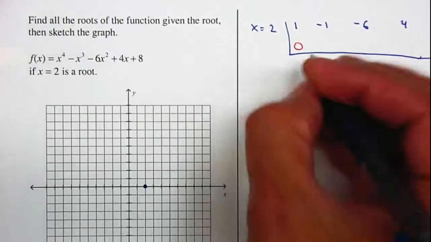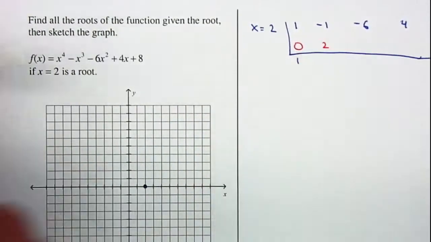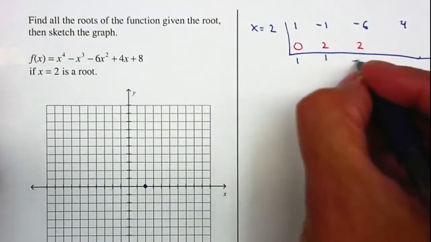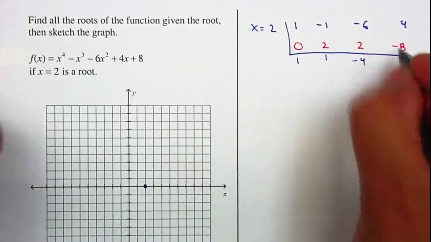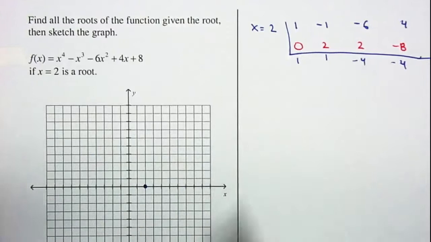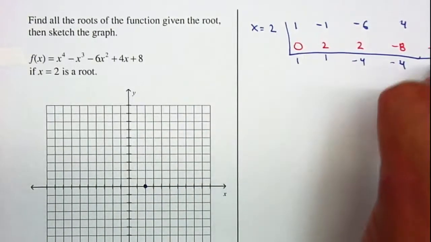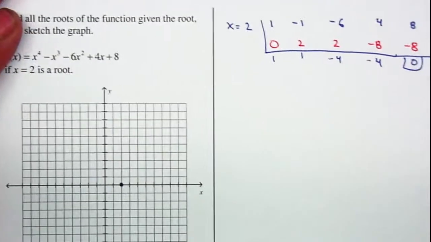And I must start with the 0. You're going to add, then multiply. 2 times 1 is 2. Add, then multiply. Add, then multiply. -8. Add, then multiply. Add, and you should end up with a 0. And you do.